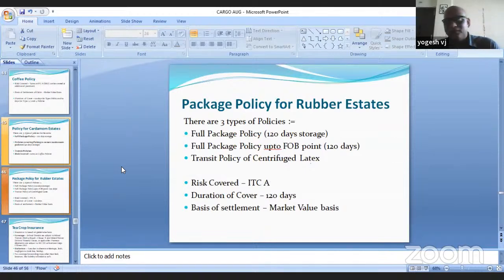Then we come to package policy for rubber estates. Now, there are three types of policies again: full package policy, full package policy up to FOB policy, and then finally transit policy for centrifuge latex. मतलब वो जो liquid latex रहता है इसको harden करके फिर rubber बनता है. 120 days is the storage period. Risk covered is again ITC-A. Settlement is on market value basis.